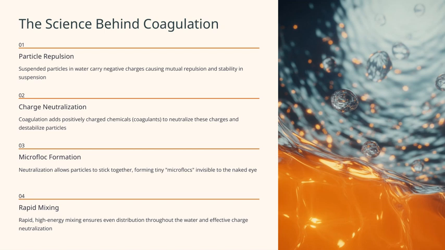Next, we have charge neutralization. To destabilize these particles and encourage them to come together, we add positively charged chemicals called coagulants. These chemicals neutralize the negative charges on the particles, reducing the repulsion between them. Once the charges are neutralized, the particles can start sticking together more easily. This leads to the formation of tiny clumps known as microflocs, which are too small to see with the naked eye, but are a crucial step in the coagulation process.